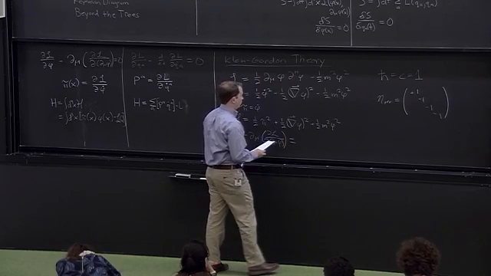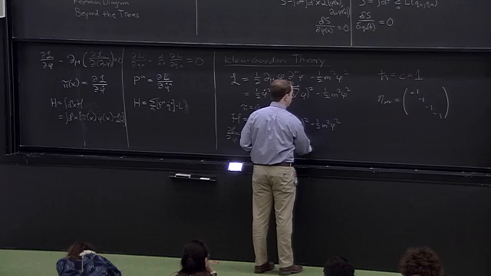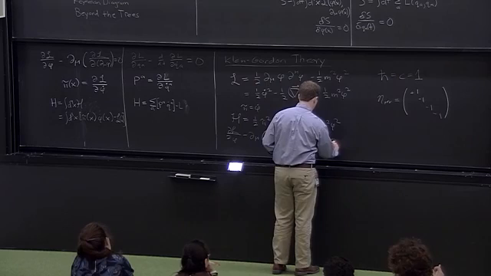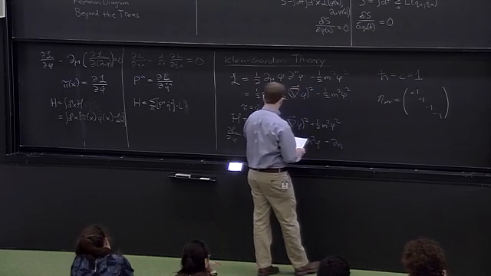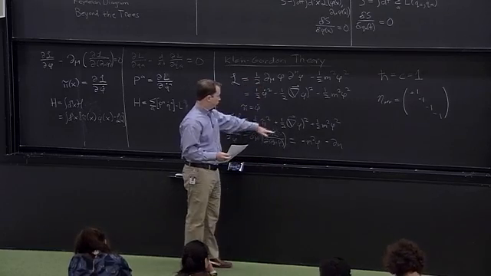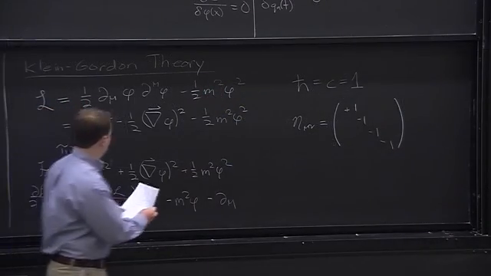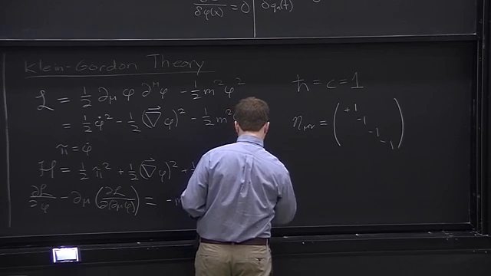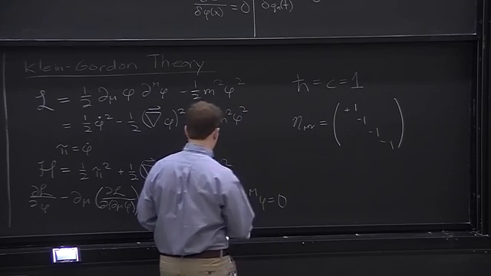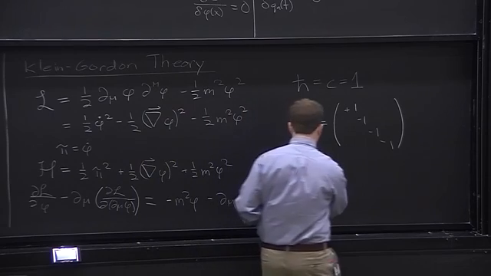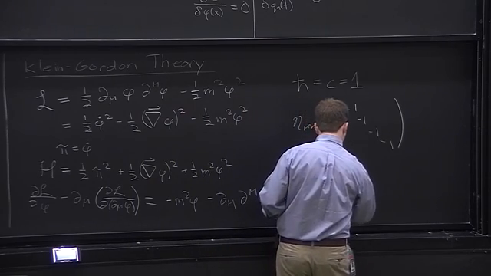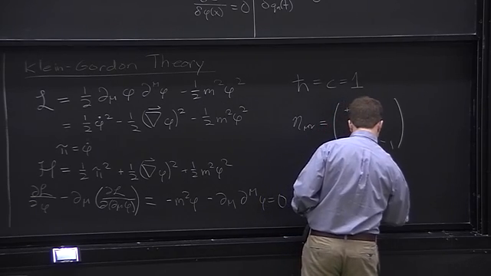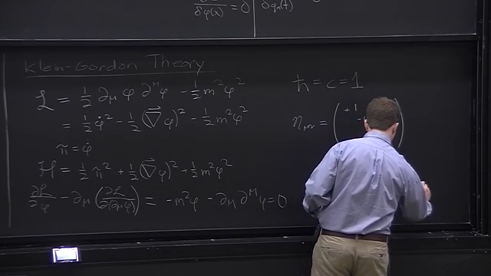So ∂L/∂φ gives us a minus m squared φ. This term gives us a minus ∂_μ. If we take the derivative of the Lagrangian with respect to ∂_μ φ, we get a ∂^μ φ, equals 0. And we can pull out a minus sign and just get (∂_μ ∂^μ plus m squared) φ equals 0.